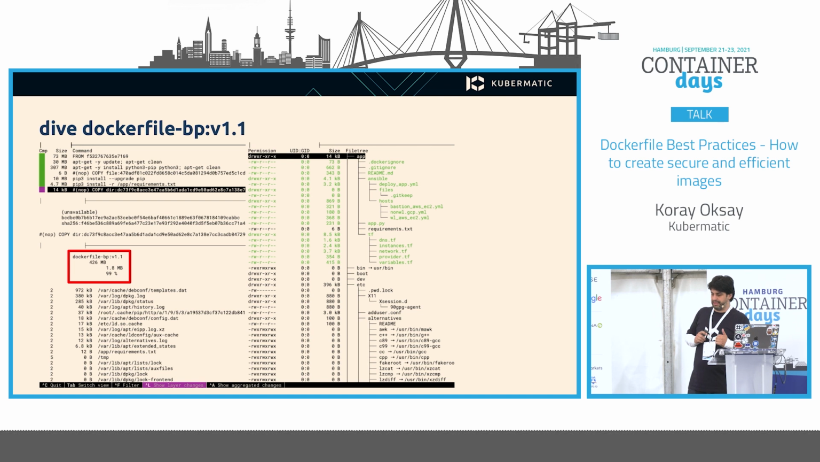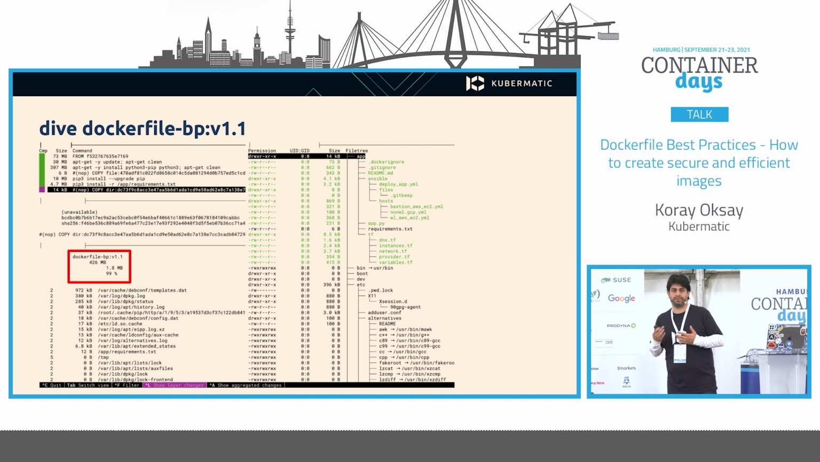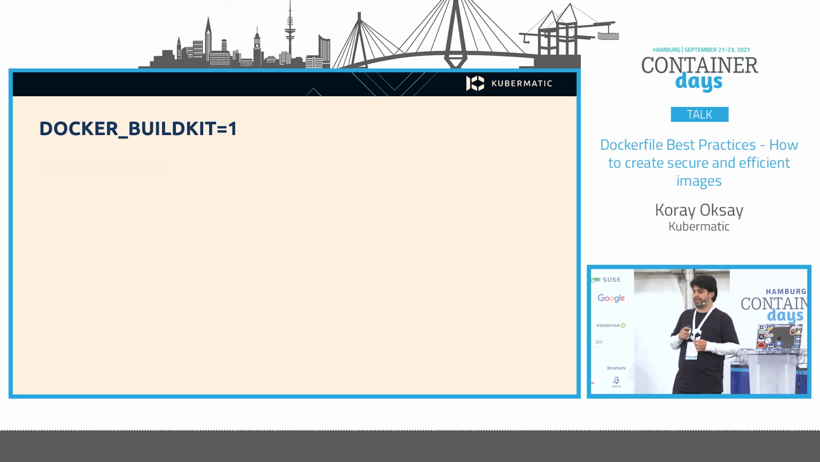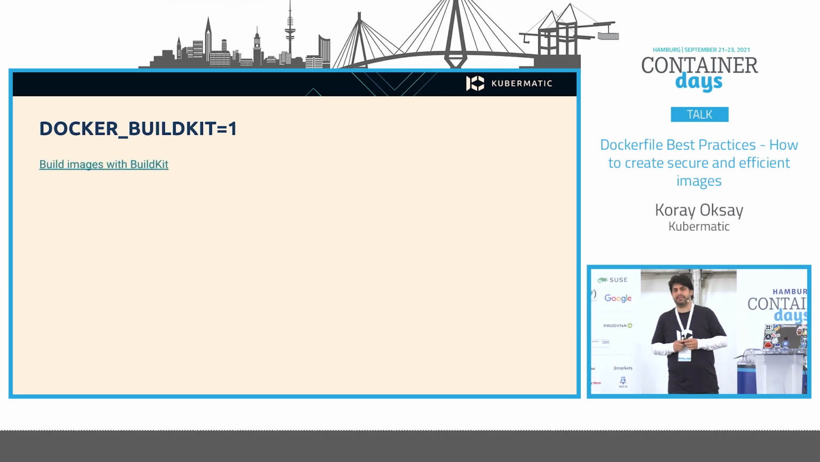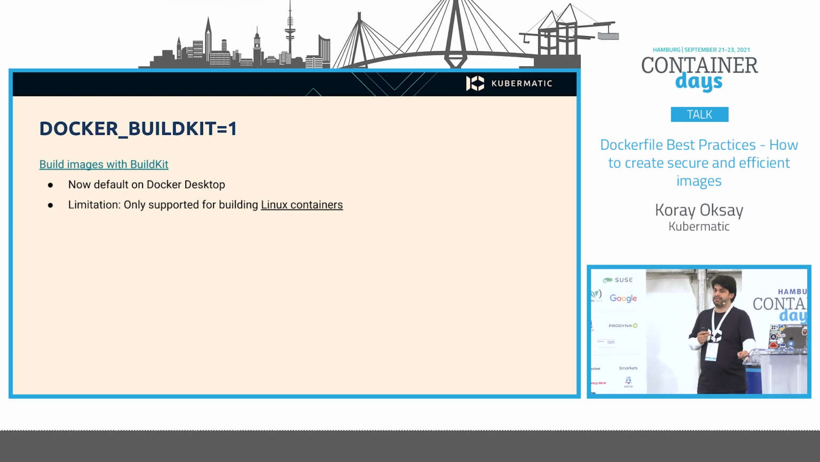And there's another thing that you can have to decrease your build time. That is called BuildKit. BuildKit is still feature flagged for Linux. It is right now default on Docker Desktop. So if you're a Mac or Windows user, you have it by default with the latest versions. But on Linux, it's still feature flagged. And there is one limitation that it is only supported for building Linux containers. So you cannot build a Windows container with BuildKit.